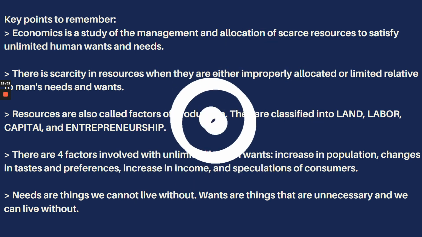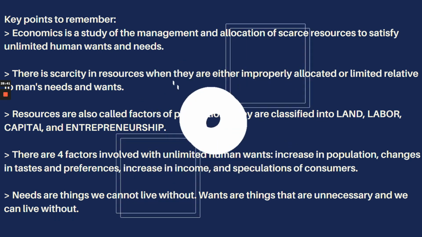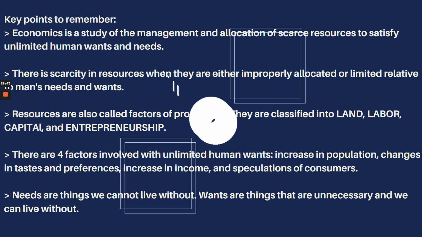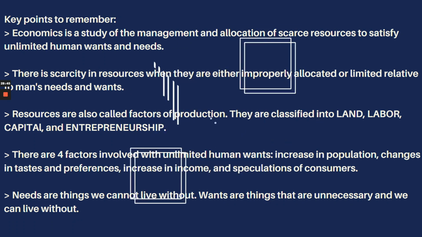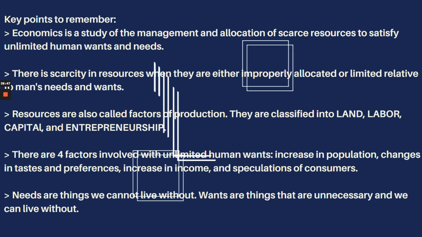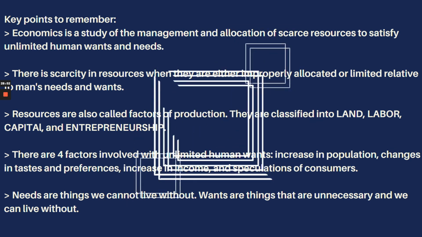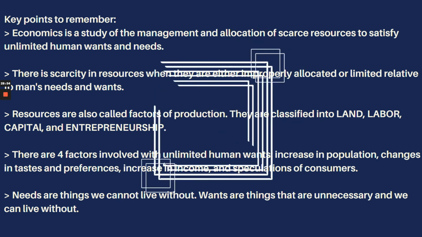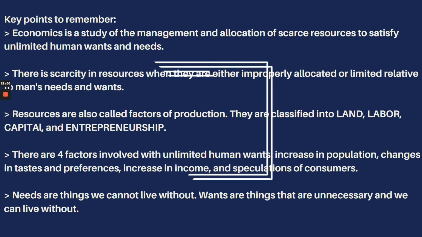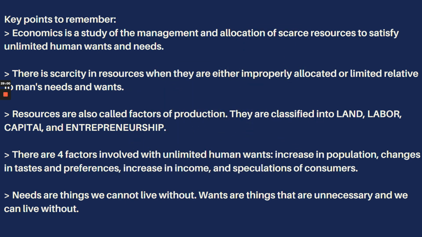Di ba na remember niyo sa part 1? They are classified into land. So land is anything that is not man-made. So that's water, air, vegetation. Labor, that will be our skills. Capital, that will be the machinery, equipment that we use. Entrepreneurship, that's the skills to combine land, labor, capital to produce products or goods and services.